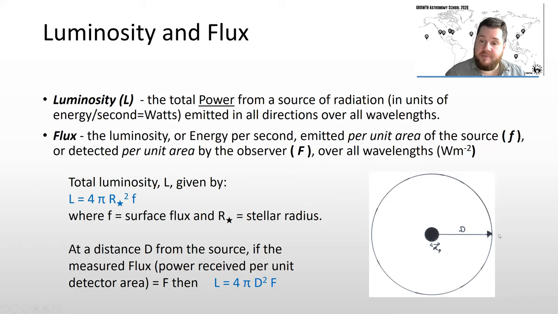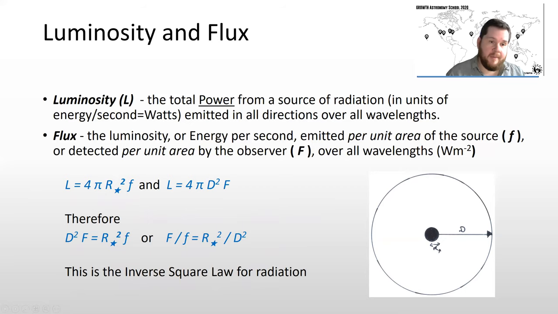So I'm the observer at a distance d from the star. So now the surface area we're talking about is 4π d squared. So there's a sphere of surface area 4π d squared around our star. And the flux I'm detecting per unit area, this is the capital F flux. So L is 4π d² F, where F is the flux detected per unit area. So I have these two formulations for luminosity. I can make them equal to each other, I can cancel out those 4π's, and I find d² F equals r_star² f, and then I rearrange and I find F over f equals r_star² over d². So this is the inverse square law for radiation.